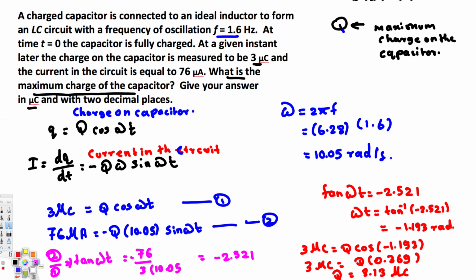Let's write this one down on top. Q is equal to 8.13 microcoulomb.